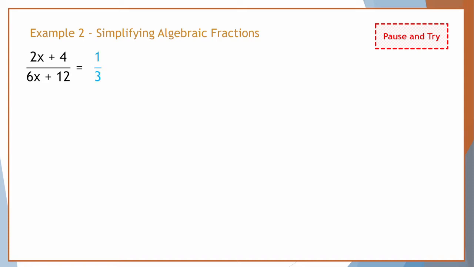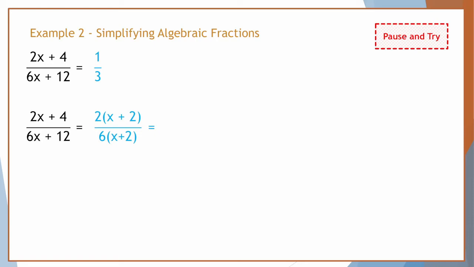So this is the question in its simplest form, 1 over 3. If you got that, good job. We're going to go through the working out here now. So if you start off by looking at the numerator, you can see that the highest common factor between the two terms on the top is 2. So we can go ahead and take out a factor of 2, leaving 2 times x plus 2 on the top. We do the same thing for the bottom. We take out a factor of 6, because that is the highest common factor between the terms on the bottom.